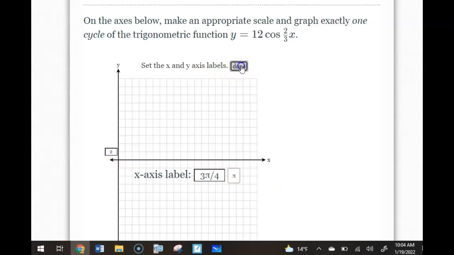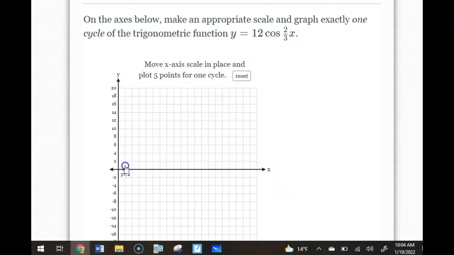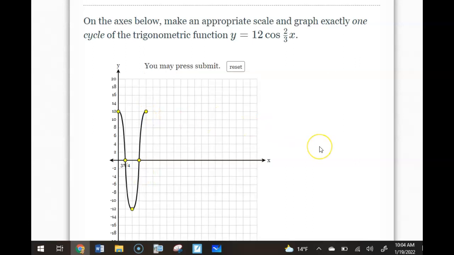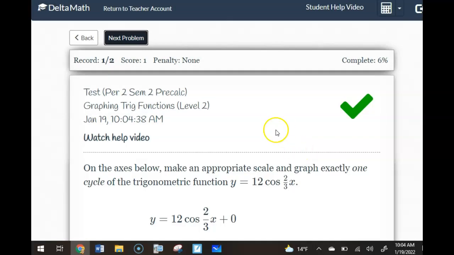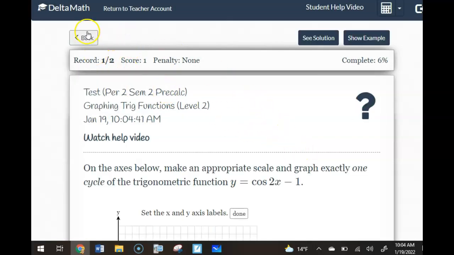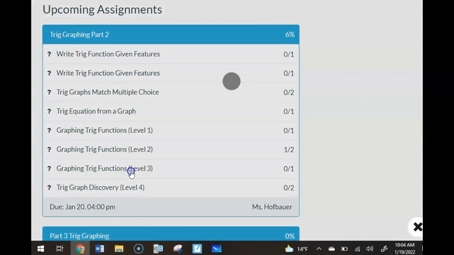Because then I am going to graph, I'm going to say done, and I'm going to say this is a 3 pi over 4. The graph is a cosine, so it starts up at 12. It goes through 3 pi over 4, and then it goes down to -12, back here, up to the top. I put in the quarter points, okay, so that it's counting by 3 pi over 4. I'll show you how you can do it the way they do it as well. So if I submit that, it's right. Okay. Let me go back and try a level 4. No, 3, there's not a 4 assigned.